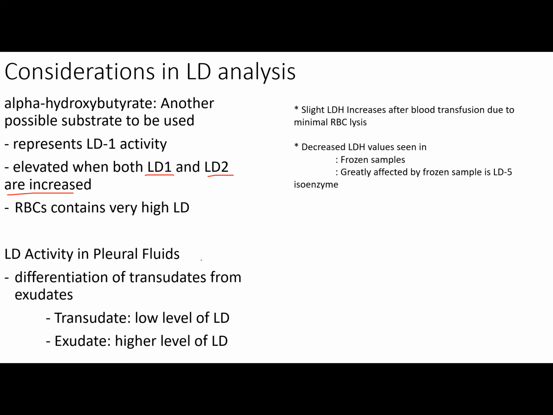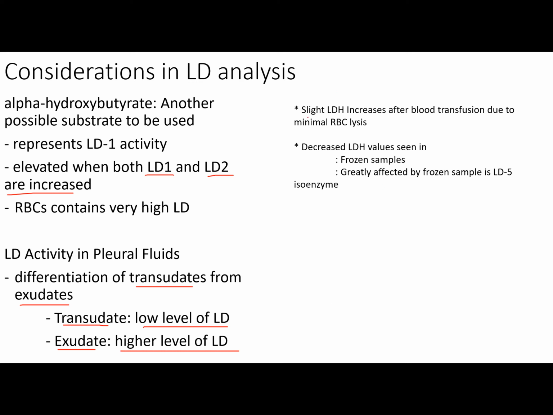Then LD activity in pleural fluids. So let's have a recap in your AUBF. Di ba? When we talk about pleural fluid, it's usually associated with transudates and exudates. So you could use LDH to differentiate transudate from an exudate. If it's a transudate, you would have a low level of LDH. If it's an exudate, you would have a higher level of LDH.